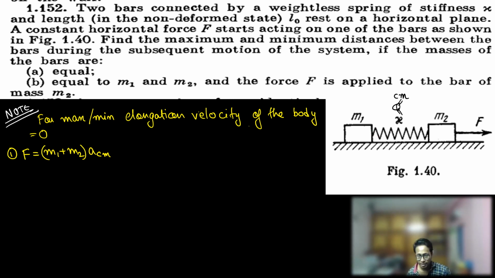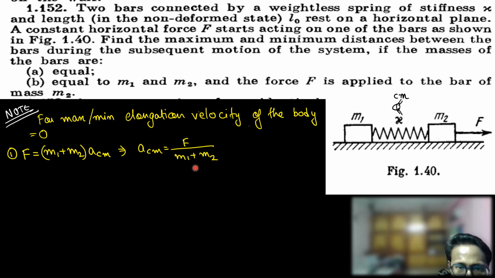Because spring force is an internal force. Understood? So the acceleration of the center of mass is equal to F by m1 plus m2. This much is understood. Now this center of mass has an acceleration of F by m1 plus m2, and this is nothing but the center of mass.